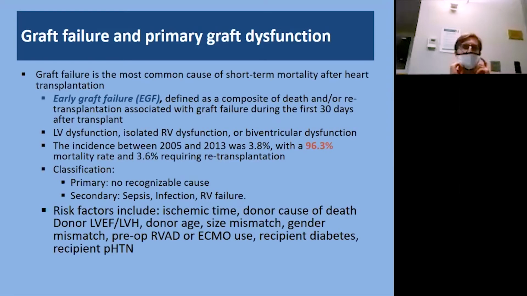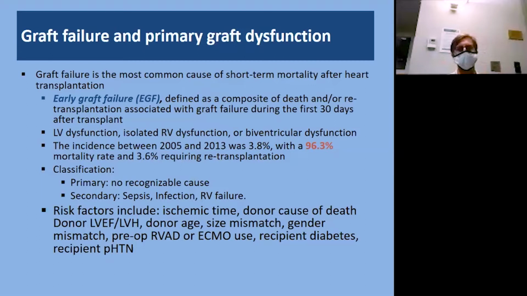So in terms of graft failure, graft failure is the most common cause of short-term mortality after heart transplant. Early graft failure is defined as within the first 30 days having a composite of death or retransplant associated with graft failure. It can be left ventricular dysfunction, RV, or both. The incidence is around 3.8% of early graft failure and a high cause of mortality and retransplantation. There's different classifications which we'll look at in a moment. There's primary, where there's no obvious cause. Secondary, where it can be sepsis, infection, or RV failure in particular.